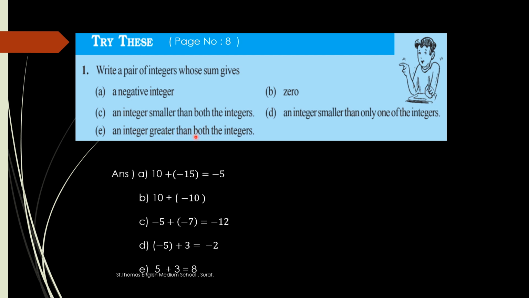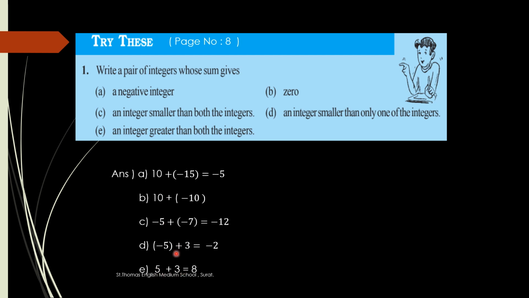Now, an integer greater than both the integers. You can take two integers, but the sum should be greater than both the integers. So I have taken here 5 and 3. Both are integers. We know 5 plus 3 is 8. 8 is greater than 3 and 8 is greater than 5 also.